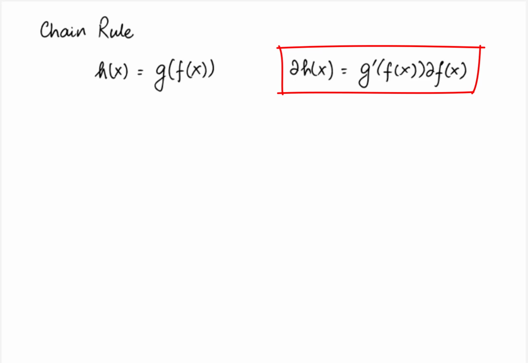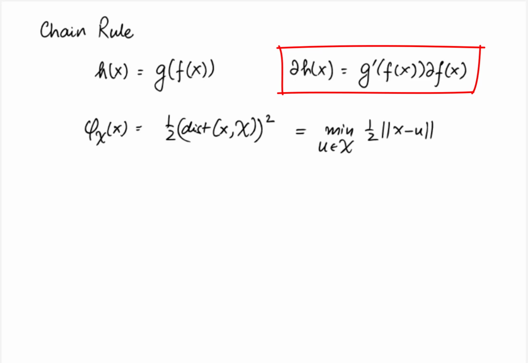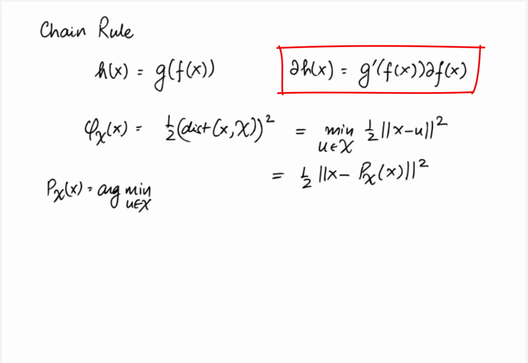As a simple example, consider the square distance of a point x from the set calligraphic x. So phi of x is given by half of distance square of x comma calligraphic x, which can also be written as min over u in calligraphic x, half of norm square of x minus u. If you recall the definition of the projection, this can also be written in terms of the projection operator as half of norm square of x minus P of x, where recall that P of x was argmin over u in calligraphic x of norm square of x minus u.